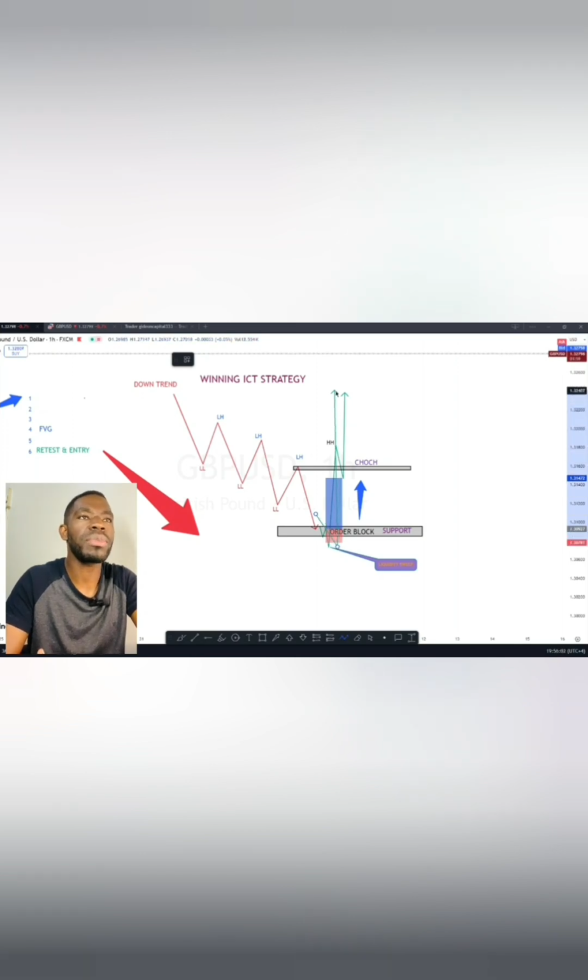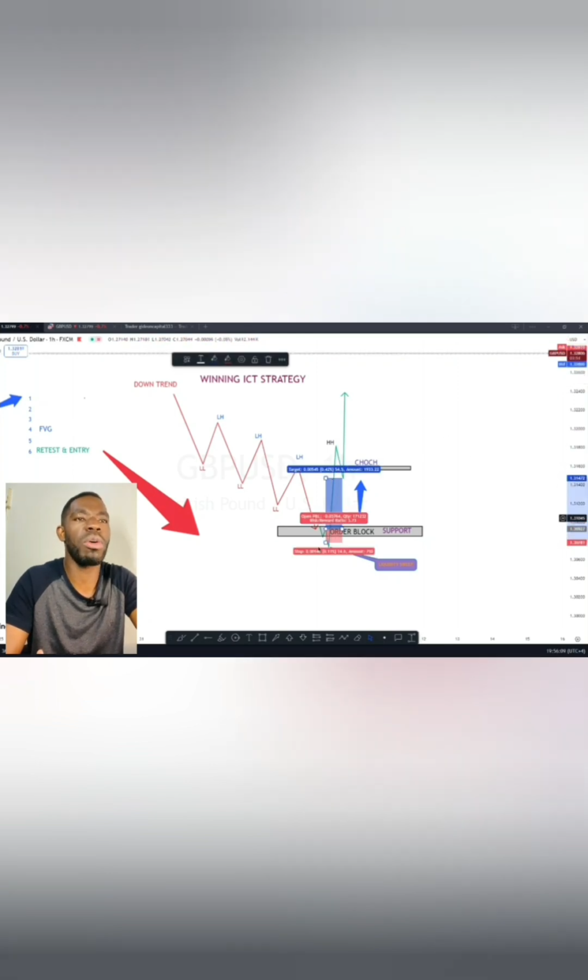So they are waiting for that to happen, okay? So don't be caught up around this area. Don't be quick to take your buy orders around support. Wait for a liquidity sweep, which normally happens. This is a liquidity sweep.